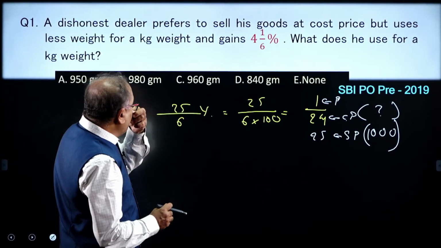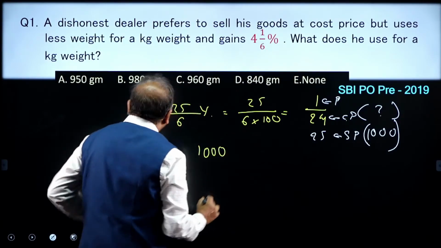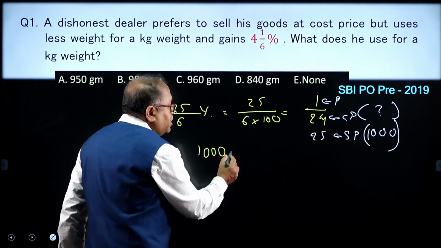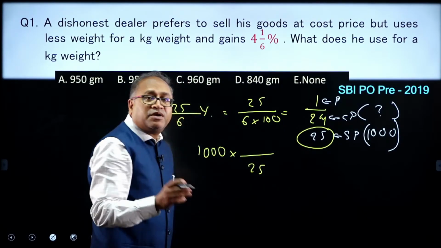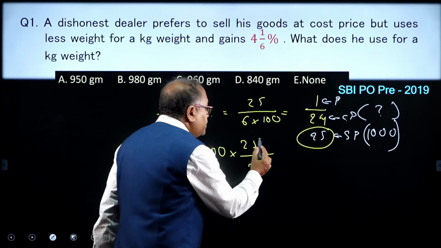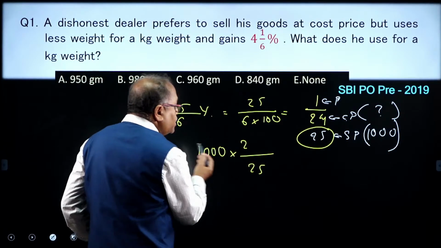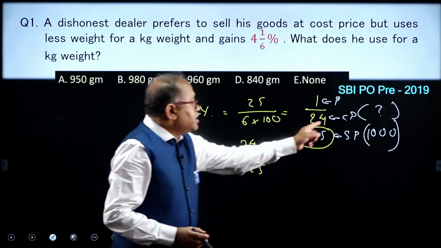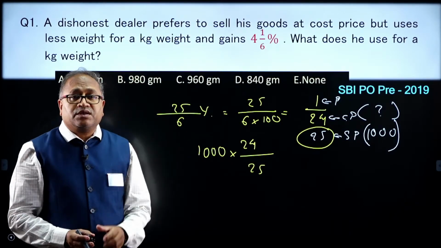So, what I am going to do over here is, I already know that he claims to sell 1000 grams. That is how many parts? That is 25 parts, right. Divided by 25, but actually how much does he give? He gives 24 parts only. So, multiply by 24. When you divide by 25, you get 1 part, and then when you multiply that by 24, you get 24 parts, and that is the weight he is using for every 1000 grams.